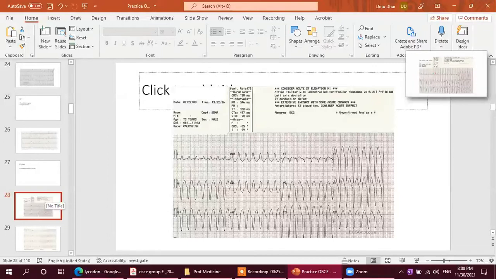Right. So these are the possibilities, right?